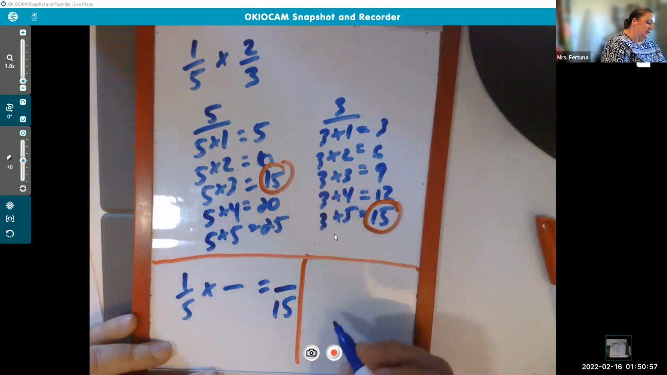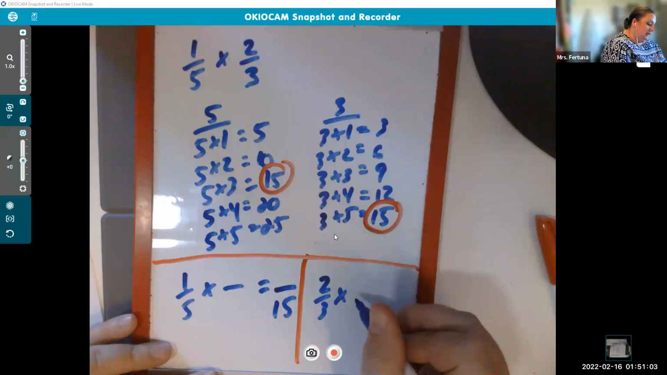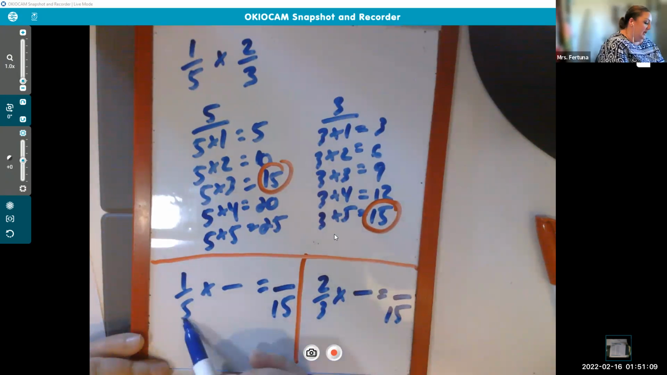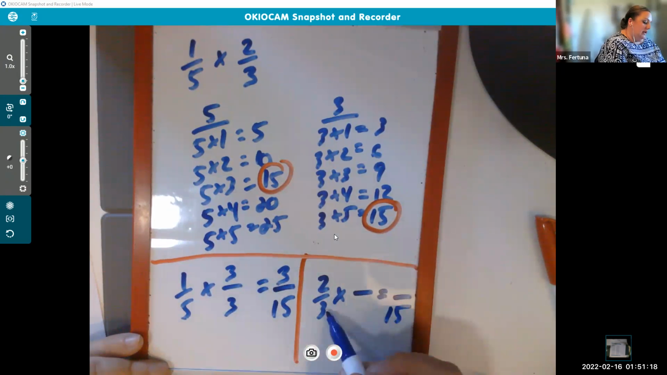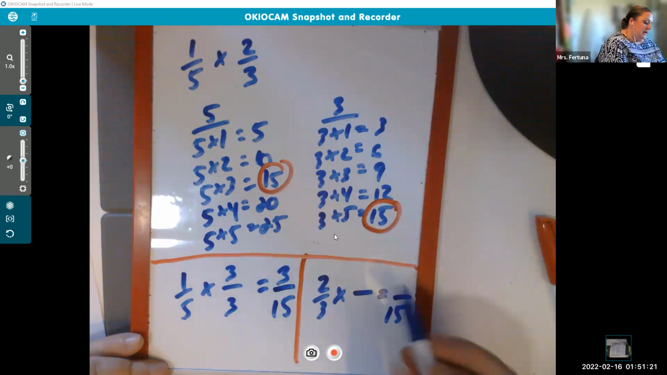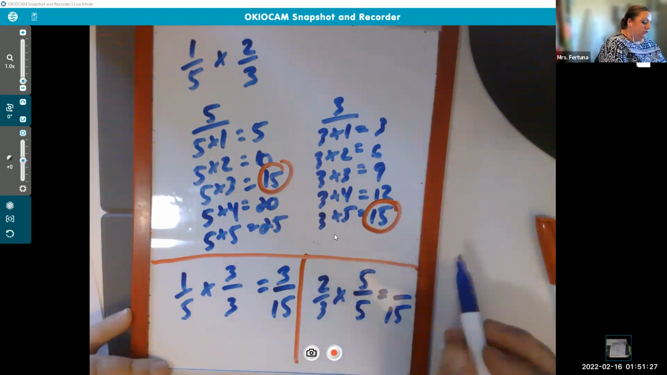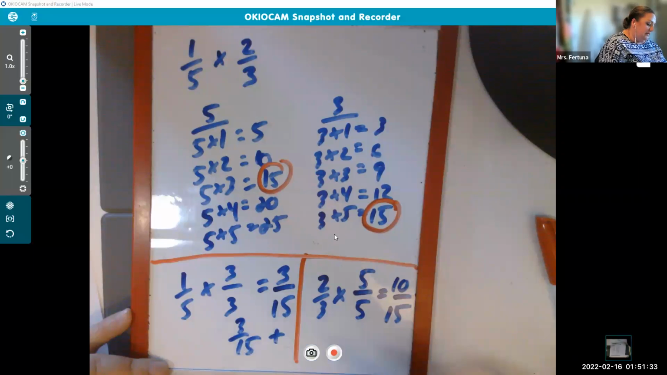Now we're going to do the same thing on the other side. 2/3 times something equals something over 15. Okay, well, we know 5 times 3 is 15. So we're going to take that 3 up here and get 3/15. And then we know that 3 times 5 is 15. So we're going to bring the 5 up here. 5 times 2 is 10. So now we have 3/15 plus 10/15. Okay, and we know 10 plus 3 is 13/15.